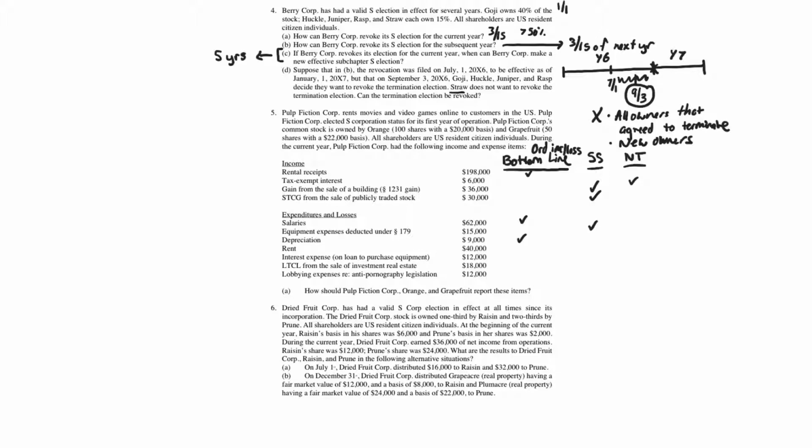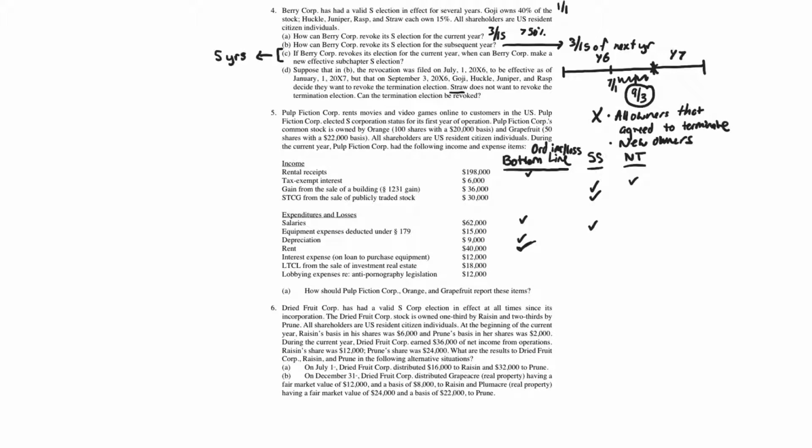No. Why not? Well, maybe you should pause the video and think about it. But the answer is because a C corporation can never own an S corporation. Remember the 4 requirements. You can't have an entity own an S corporation. So that's why depreciation is always going to be bottom line ordinary income. Same with rent. Always going to be bottom line ordinary income.